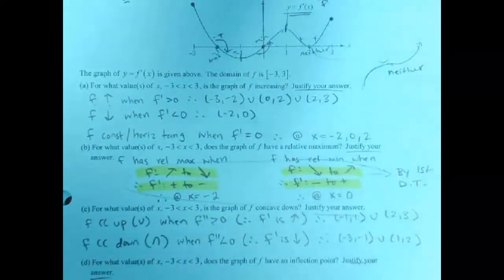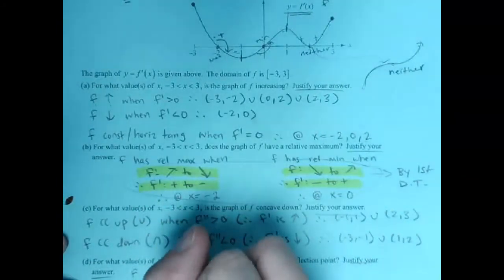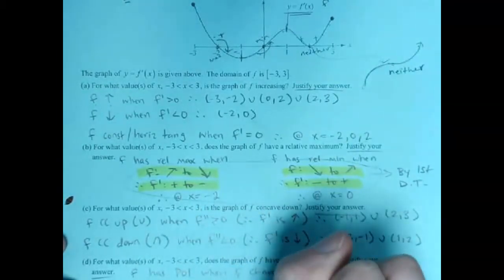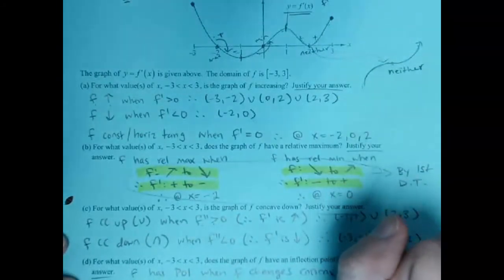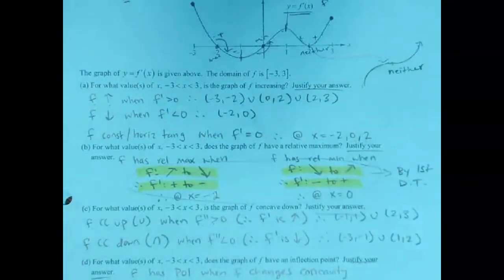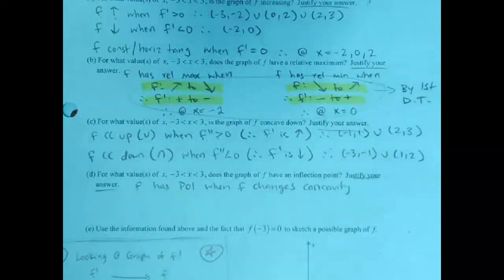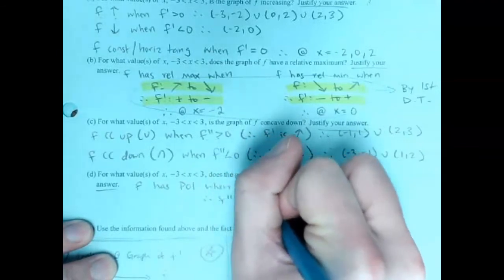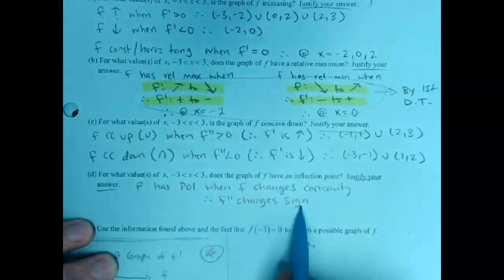Okay, and then part D, for what values of x does f have a point of inflection? Here we go. F has a point of inflection when f changes concavity. That's the definition of a point of inflection. When your graph changes concavity, you have an inflection point or a point of inflection. Those are interchangeable. Or you could say your second derivative changes sign. This is an equally good justification to this.